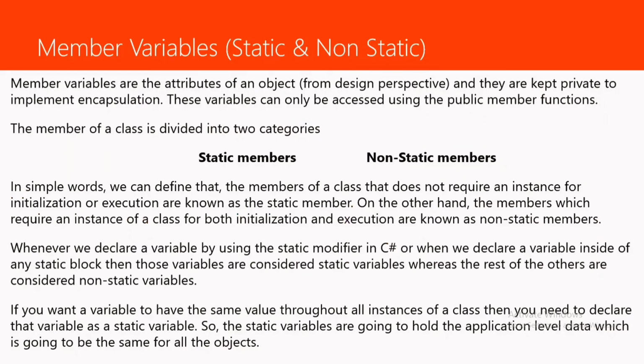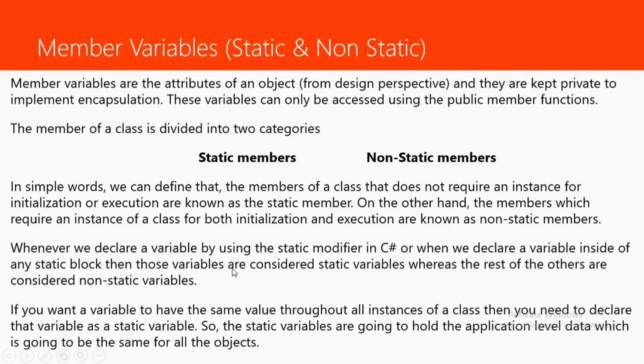More precisely, in the theory part, in simple words, we can define that the members of a class that do not require an instance for initialization or execution are known as static members. On the other hand, members which require an instance of a class, like X needs an object, for both initialization and execution are called non-static. Non-statics are always called by an object of the class and statics are called without an object of the class.